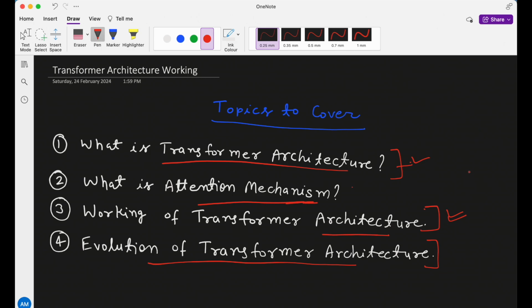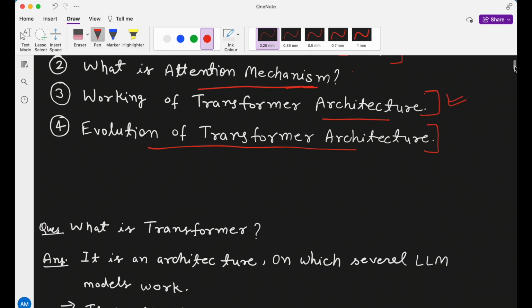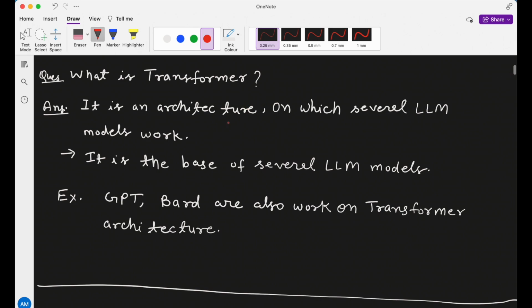So let's start this video by discussing what the transformer architecture is. It is an architecture on which several LLMs work today. It is the base of several LLM models we are using in today's world. For example, GPT, which is the underlying model of ChatGPT, uses this transformer architecture itself. Similarly, Google Bard also uses this transformer architecture.